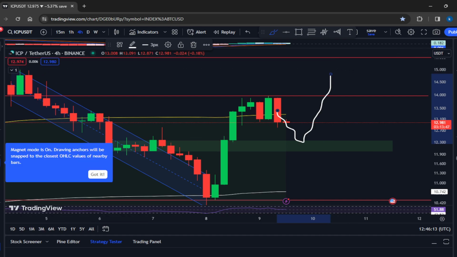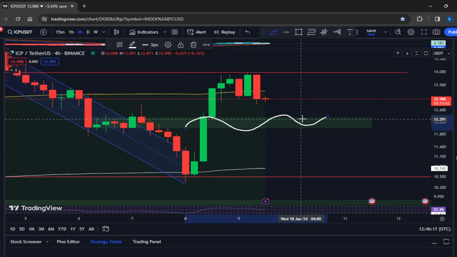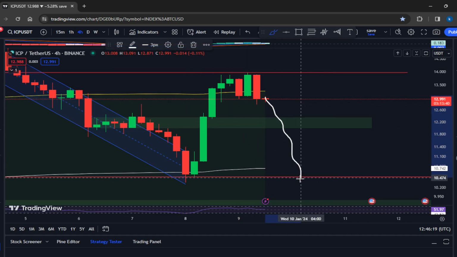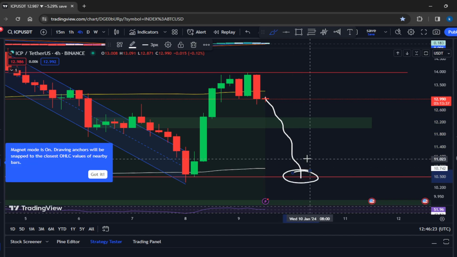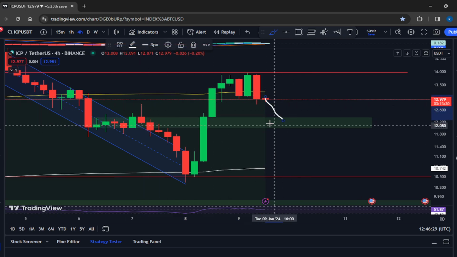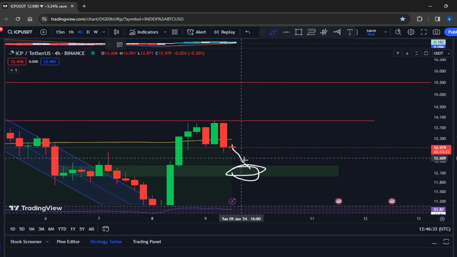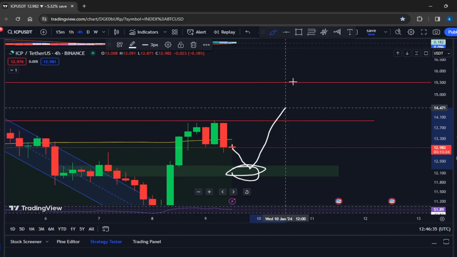However, if we do see ICP fail to hold this level as support, we could see ICP fall back down towards the next support at 10.5 US dollars right here. So it's going to be very, very crucial right now for ICP to hold this general area as support, because if we do hold this as support, we could proceed moving and continuing this uptrend to obviously the upside.